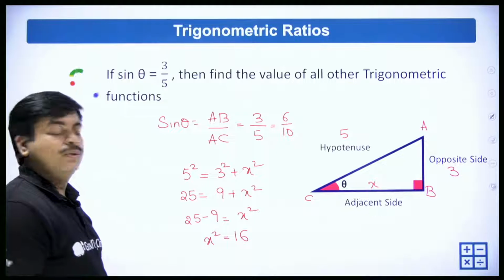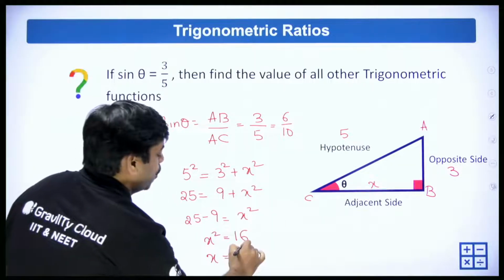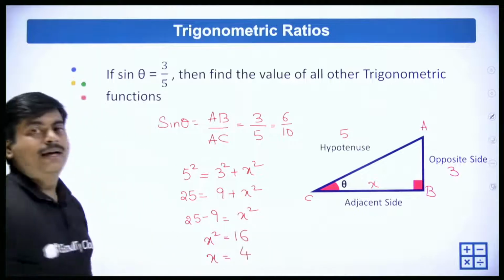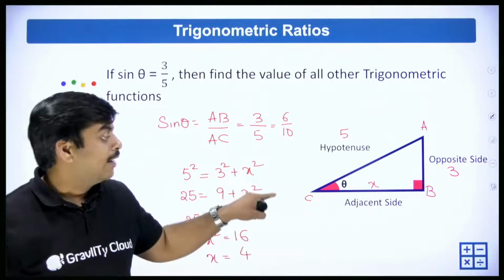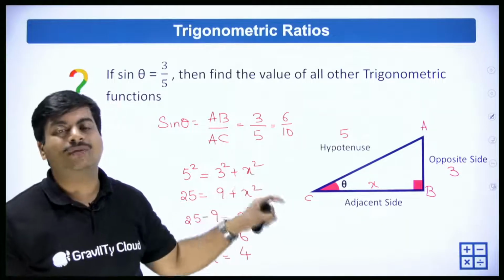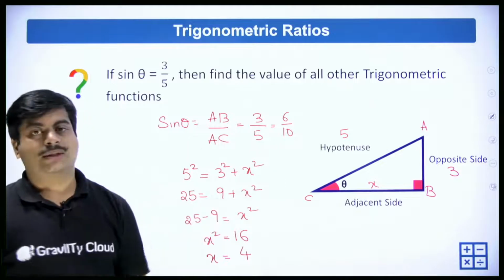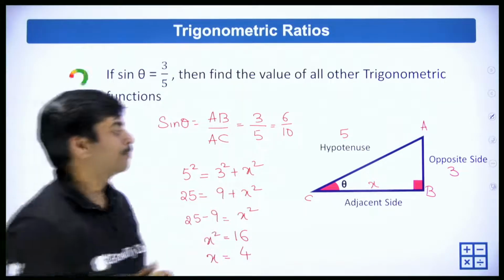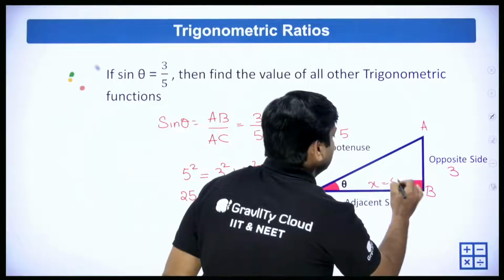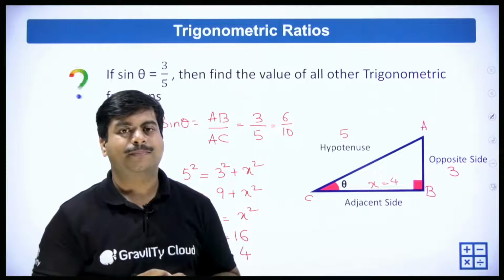So what is x equal to? x is equal to root over 16, which is 4. We can also get minus 4, but when we are discussing the length of a side, we don't take negative values, we take only positive values. So x is equal to 4. Now as we have all the sides, it is very easy to write all the ratios.